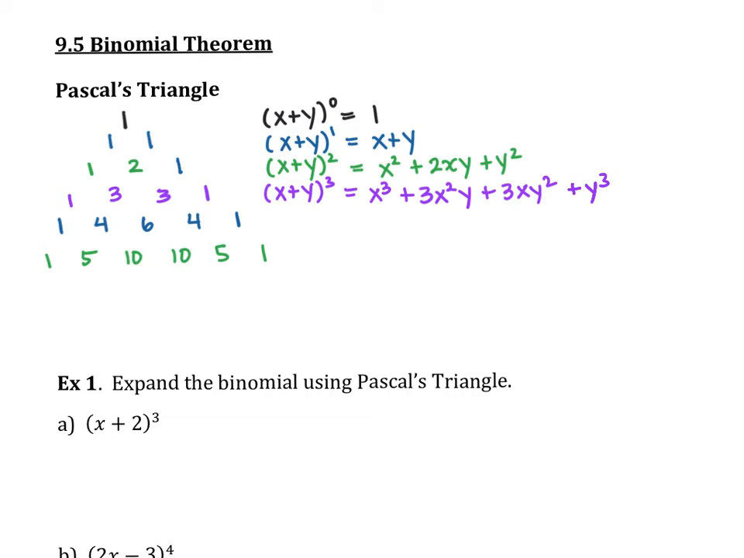Okay, let's do x plus y to the fourth. It's going to start with x to the fourth. The next coefficient is going to be a 4. The x is going to go down a degree. The y is going to come up a degree. The next coefficient is 6. The x goes down a degree. The y goes up a degree. The next coefficient is 4. The x goes down a degree. The y goes up a degree. 1, 4, 6, 4, 1. Last coefficient is 1. The x goes down a degree, so it's gone. The y goes up a degree, so it ends up with y to the fourth.